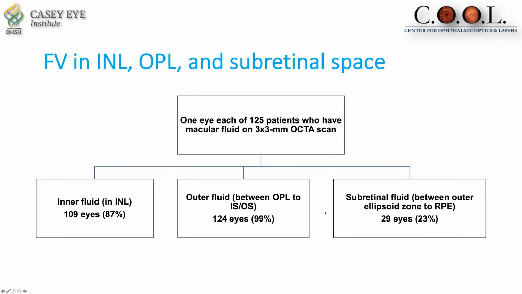In this cross-sectional study, a total of 125 patients were included from 2 prospective OCTA studies. Inner fluid volume was observed in 109 eyes. Outer fluid volume was observed in 124 eyes, but the subretinal fluid was only observed in 29 eyes. Since the subretinal fluid is a potential biomarker for 1-year vision outcome, but not for baseline visual acuity, we only assessed inner and outer fluid volume in this study.